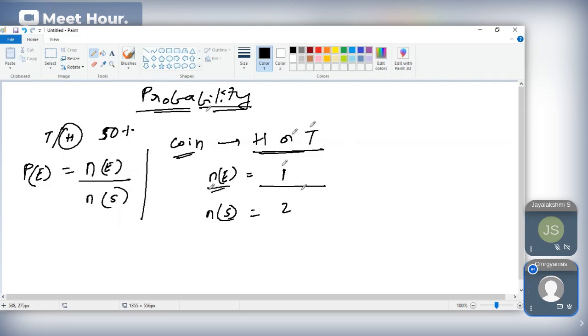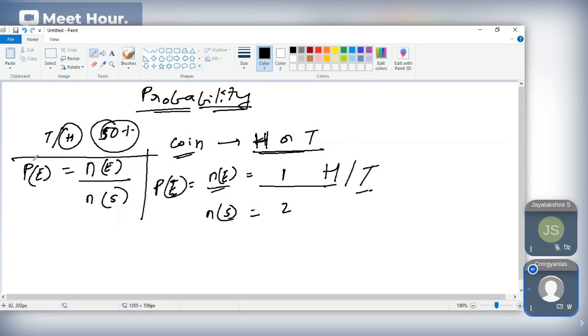N of E, what actually can come? So out of heads or tails, either head or tail can come. Only one can come. But total is two. So probability of this event, probability in a coin when it is tossed, where either heads or tails come, it is 1 by 2. That is 50%, which I told you. So this is the formula, simple formula. You remember this formula. P of E is equal to N of E by N of S.